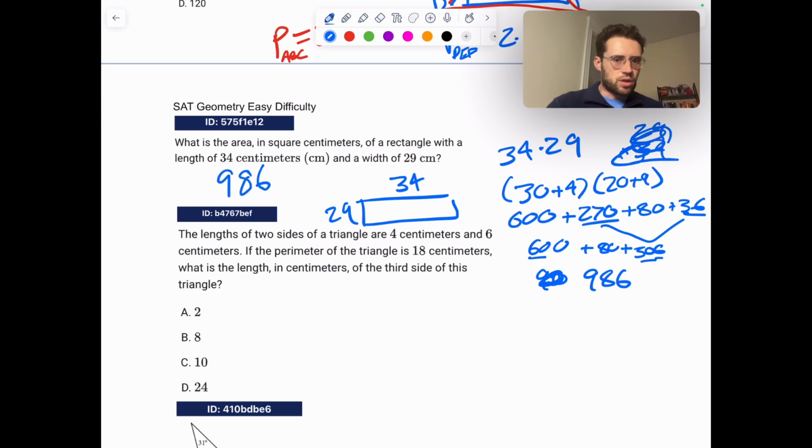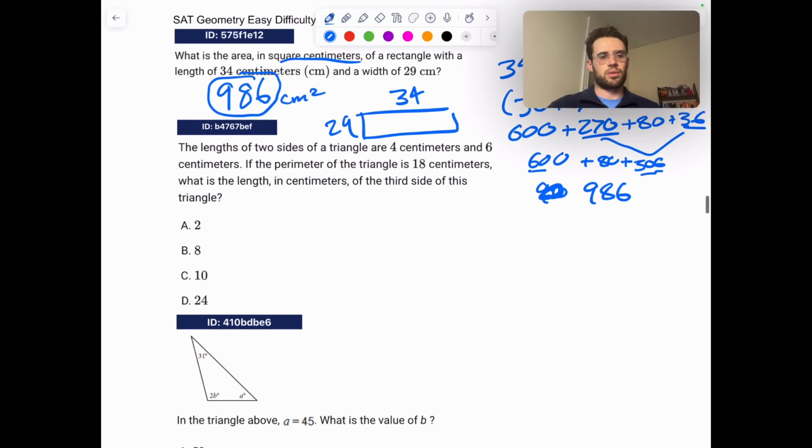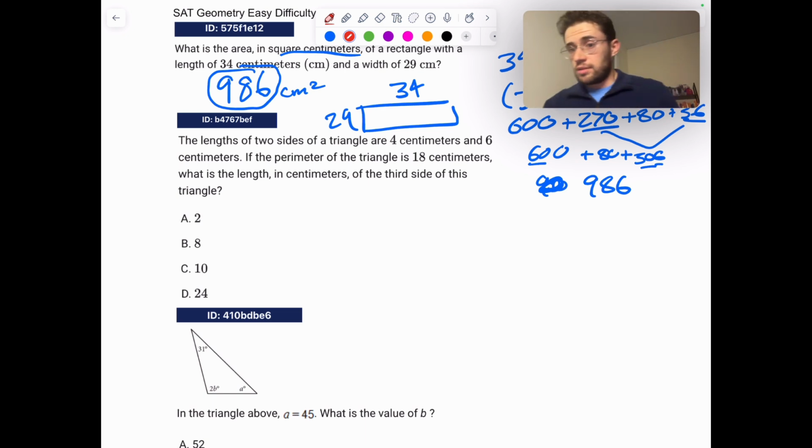They don't ask for units because they ask, what is the area in square centimeters? So 986 square centimeters is your area. When you bubble it in, you just bubble in 986. Probably use your calculator if you don't want to potentially mess up your multiplication. Also something you could do, you could check it, right? Maybe do it by hand and with the calculator if you have the time to do so.